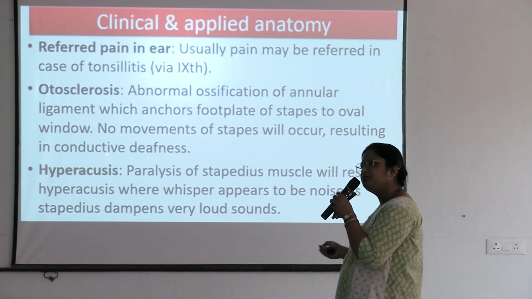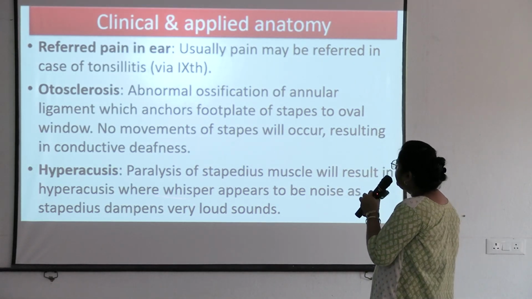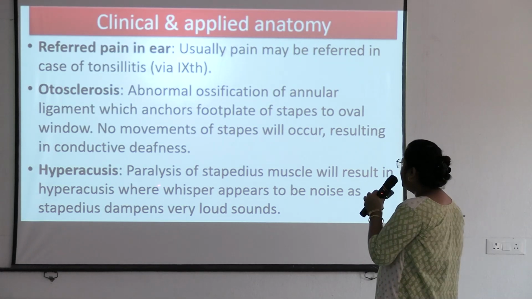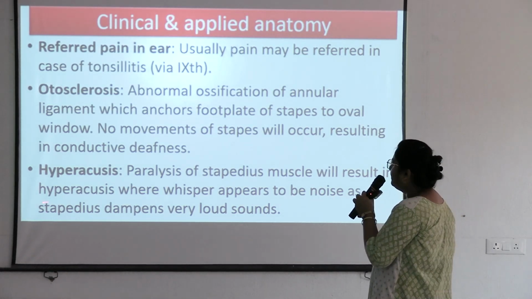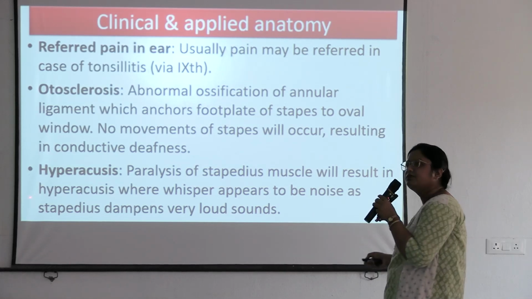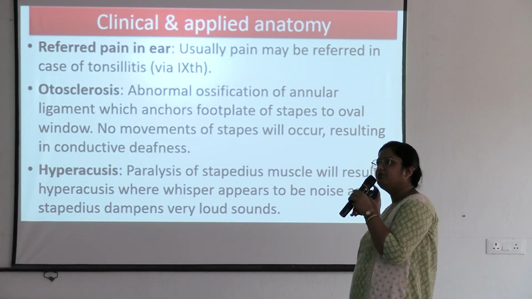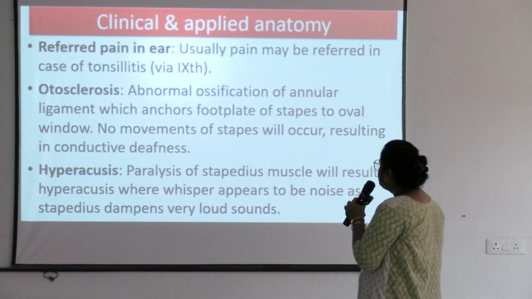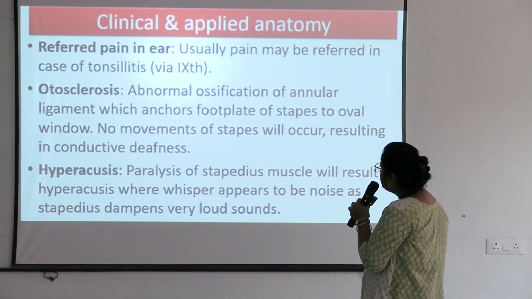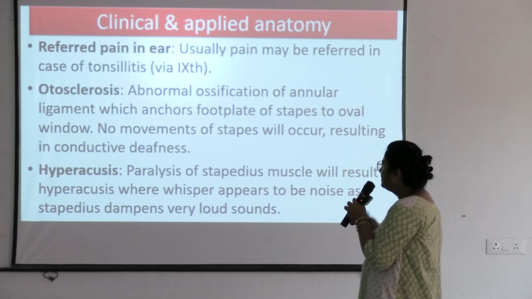Next is hyperacusis. Paralysis of the stapedius muscle will result in hyperacusis, where a whisper appears to be noise, as stapedius dampens very loud sounds. Okay. Here, in case of paralysis of stapedius, loud sound will not be dampened. So it will lead to a whisper appearing to be a loud sound or noise, hyperacusis. Okay.